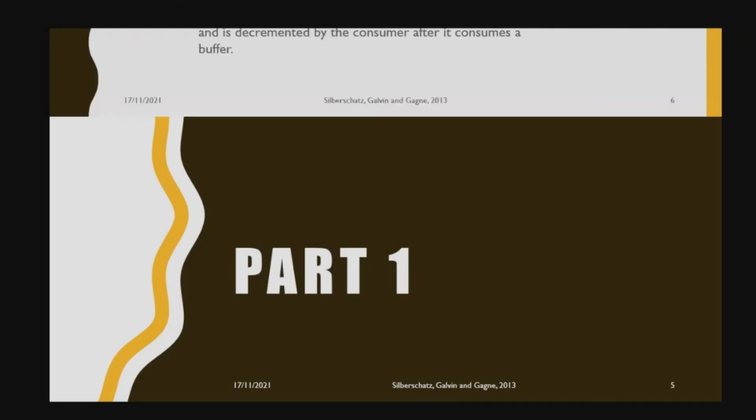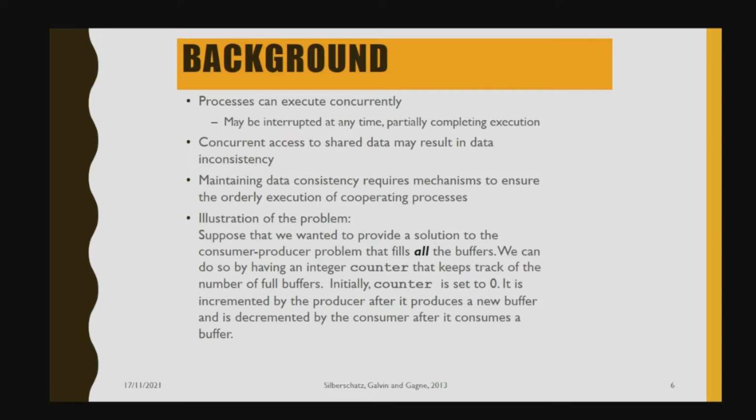Okay, so we go for the first part: the background study of synchronization. Processes can be executed concurrently. We have multi-threading and multiprocessors, which is why processes can be executed concurrently, simultaneously. There is a possibility that a process is interrupted at any time, and only a partial part of the process is completed. So it may be interrupted at any time and partially complete execution.